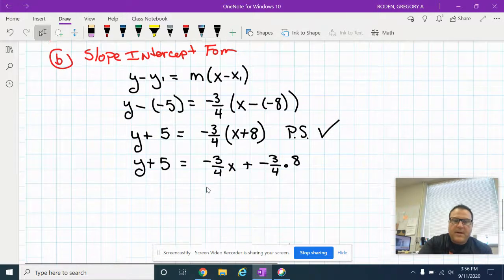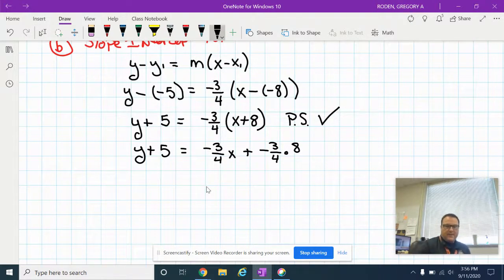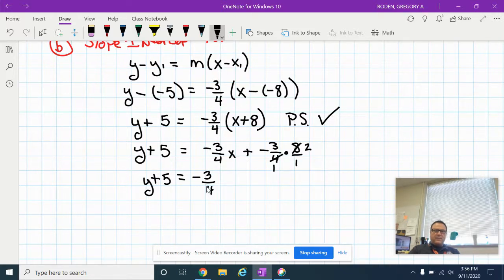All right, so now let's go ahead and do the math here. A couple things you could do. You could reduce first or multiply first. I always like to reduce first. 4 goes into itself 1 time, and 4 goes into 8 2 times. So now I have y plus 5 equals -3/4 x, and then this is negative, right? So it's going to be minus 6, or -6.